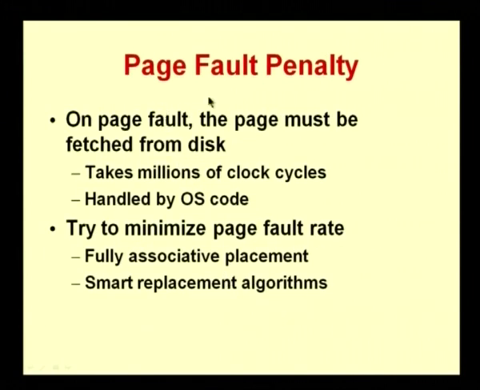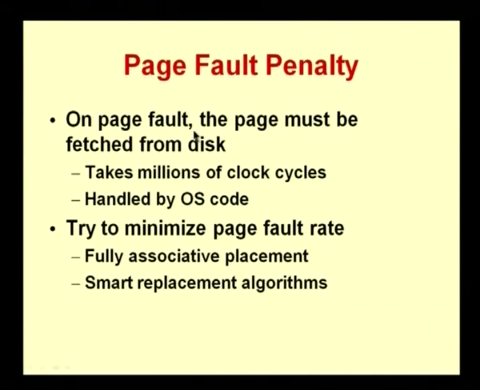Now what is the penalty that we have when you have a page fault? That is the amount of time that is spent when a page fault occurs. Remember what we need to do on a page fault. You need to fetch the entire page from the disk. And this can take millions of clock cycles, which is normally handled by the OS code. So what we also therefore need to do is try to minimize the page fault rate. So how do I minimize the page fault rate?